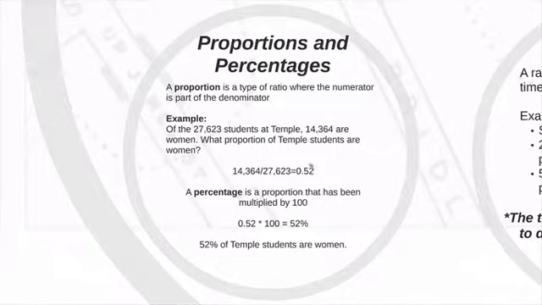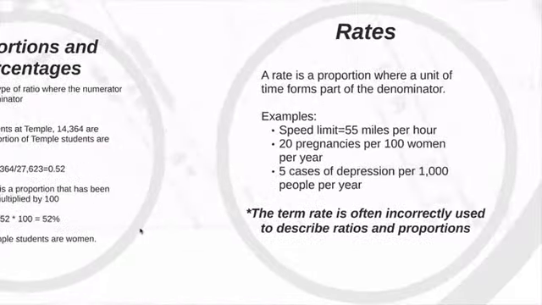And then we can move on from our proportion and actually turn it into a percentage. That obviously is just your proportion multiplied by 100. So in this case, 52% of Temple students are women. Hopefully that's an easy enough example.